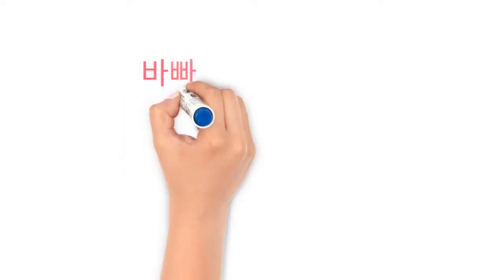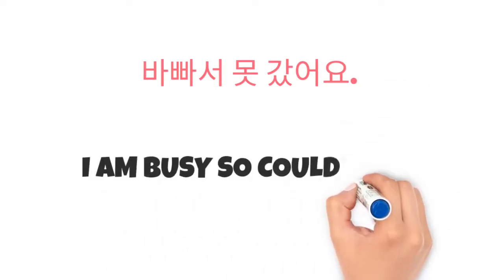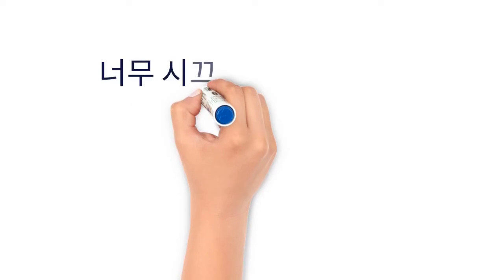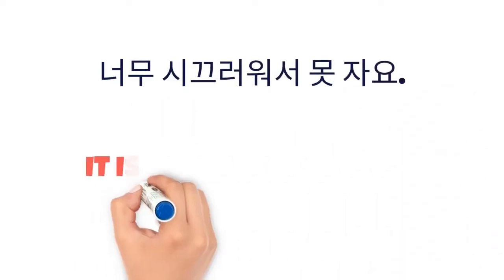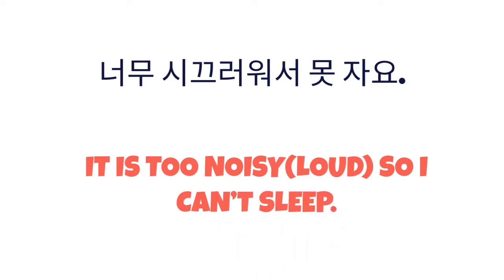For example guys, 바빠서 못 갔어요. I am busy so I couldn't go. Or 너무 시끄러워서 못 자요. It is too noisy or it's too loud so I can't sleep. Okay, so that is mood.